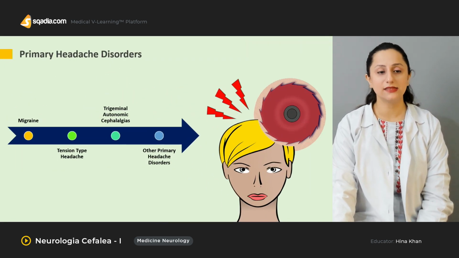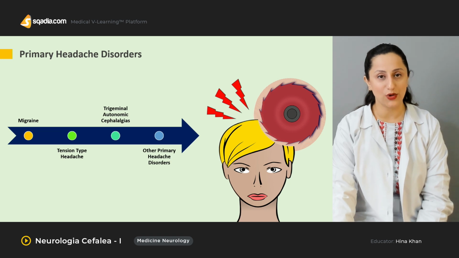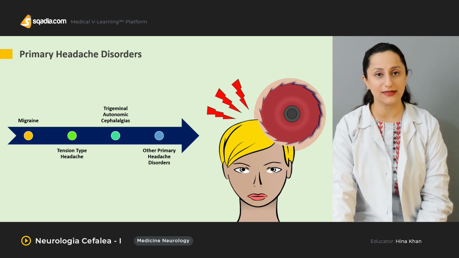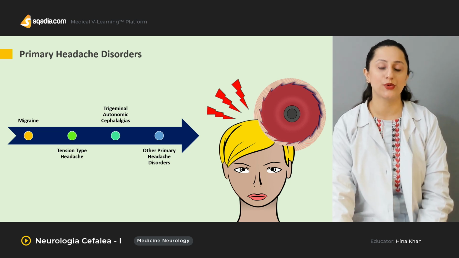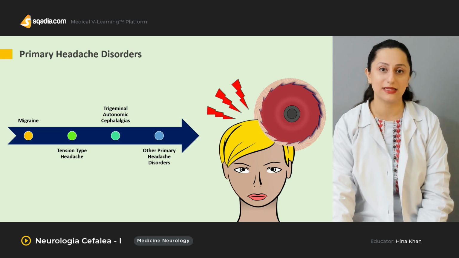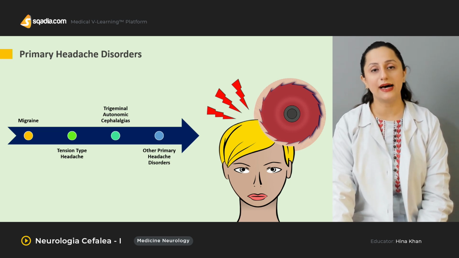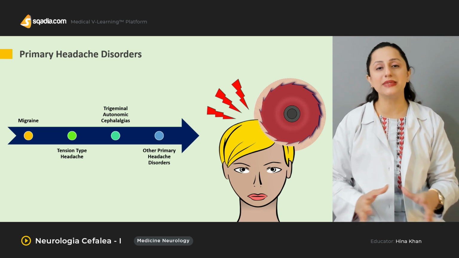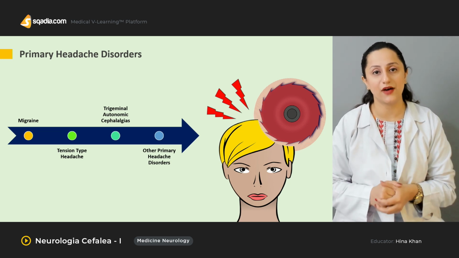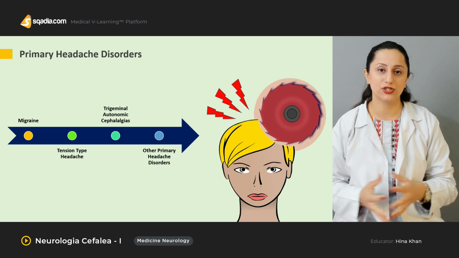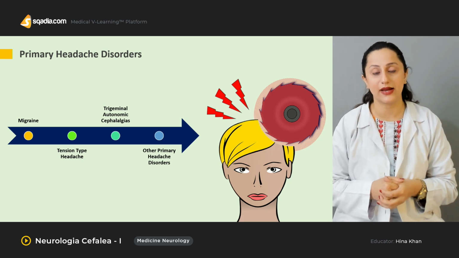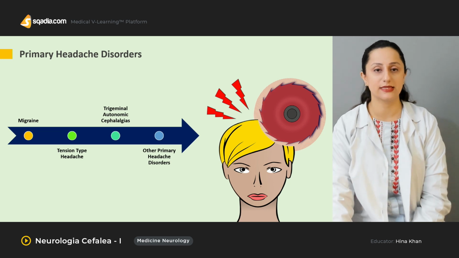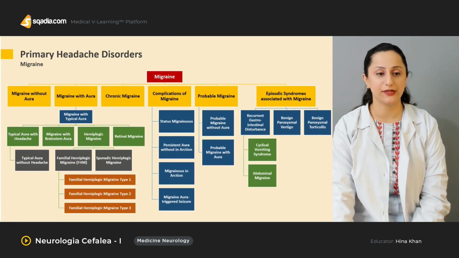So when we consider these primary headache disorders, we have the migrainous activities, and along with that, we have the tension type headaches as well as the trigeminal autonomic neuralgias that are categorized in this group. Along with that, we have a miscellaneous group in which we have the primary headache conditions that cannot be grouped under the migrainous or the tension type headache category. They're also included in this category over here.